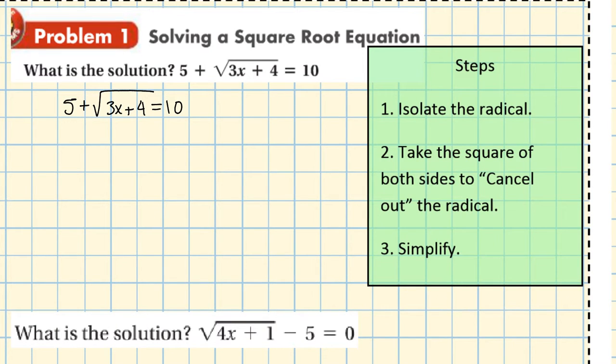So our first step is to isolate the radical. That means that we need to move the 5 to the other side of the equation. And we're going to do so by subtracting 5 from both sides. Our result is going to be the square root of 3x plus 4 is equal to 5. Then, once we get to this point, we need to take the square root of both sides of the equation.